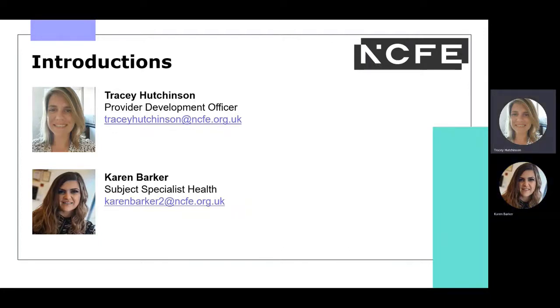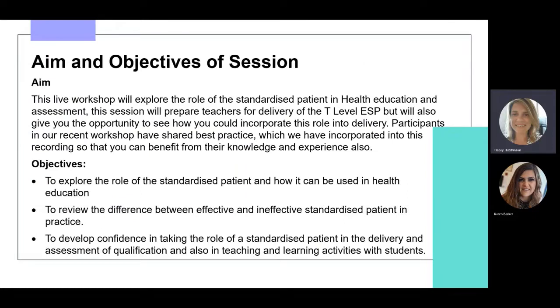Thank you, Karen. So the aims and the objectives of today's workshop. The aim of today's workshop is to explore the role of the standardised patient in health education, making links to how to prepare yourself, as teachers, for the T-Level Employer Set Project, or ESP. We'll explore effective standardised patient in practice and help you develop the confidence to take on the role of standardised patient in your delivery and assessment to have that positive impact on your students' learning experiences. We will also share best practice from your fellow colleagues from our recent workshop.